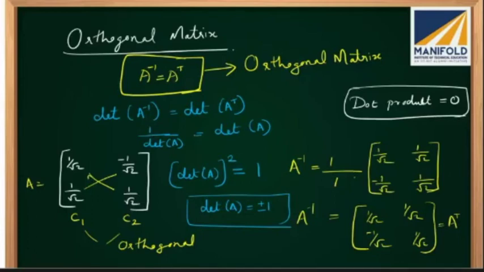So 3 points you need to remember about orthogonal matrices. First point is it will obey A inverse equal to A transpose. Second point is its determinant is going to be either +1 or -1. Third point is if you take different columns and take the dot product, the dot product is going to be 0. You should not forget these 3 points. These 3 are the key points regarding orthogonal matrices, right?